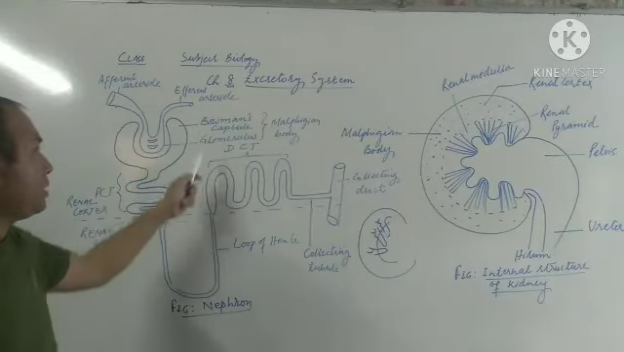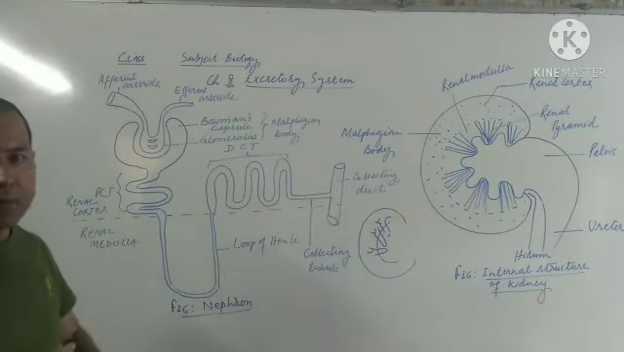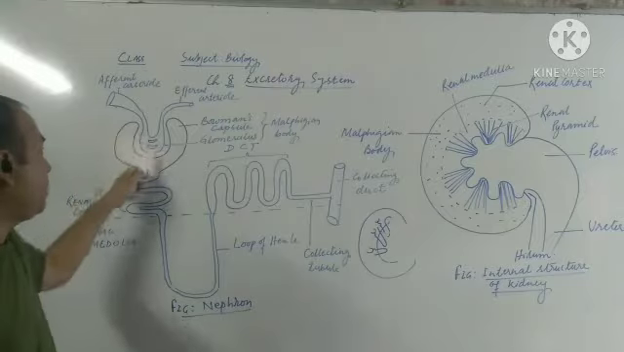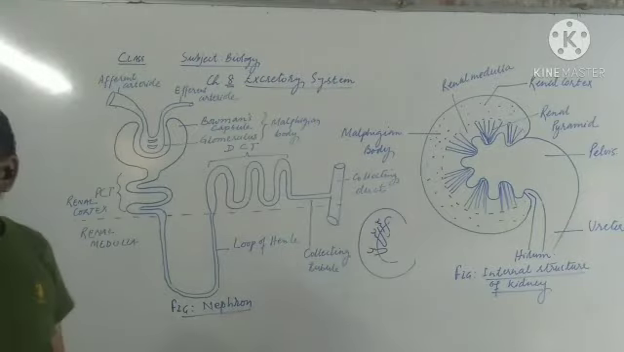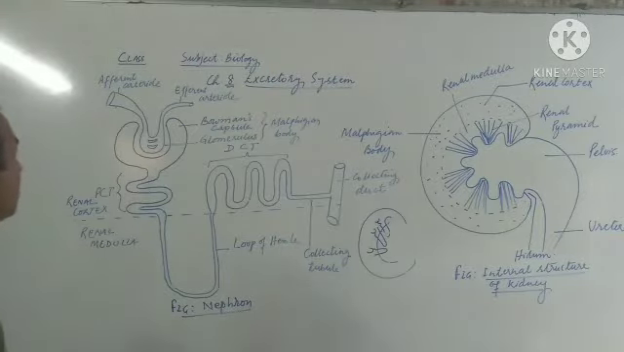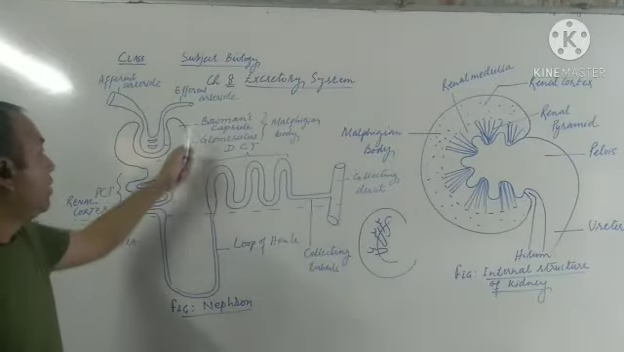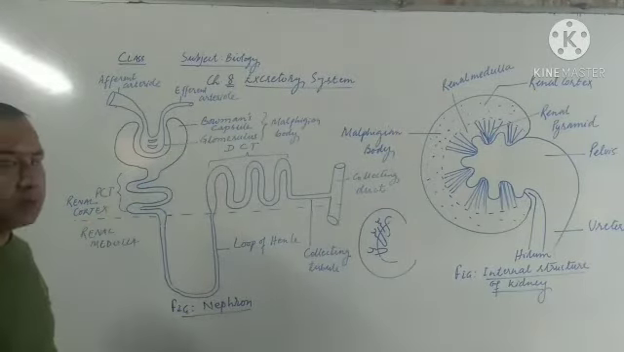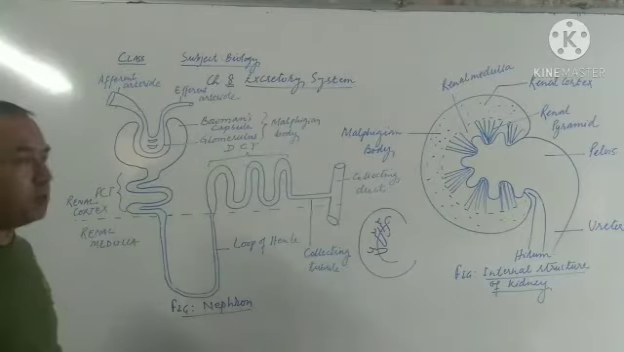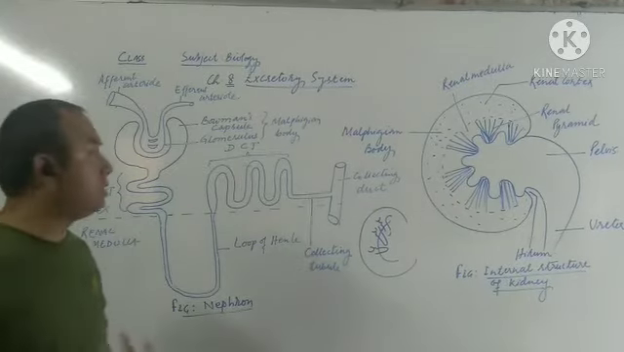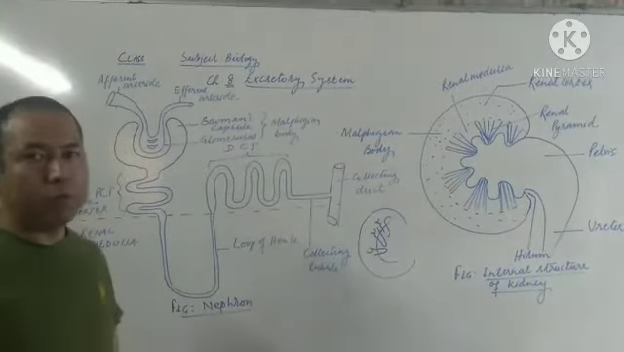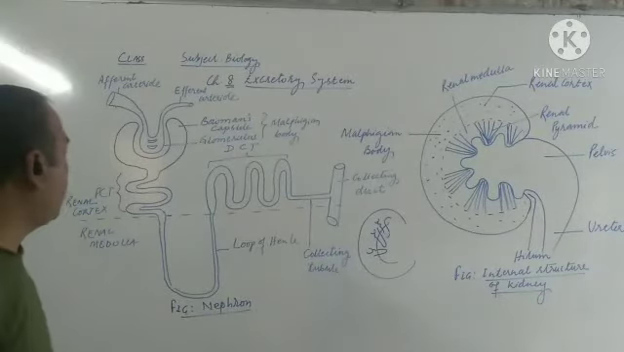So many times the definition of glomerulus has been asked. A knot-like mass of blood capillaries present in the concavity of Bowman's capsule is called glomerulus. Now you need to understand here that Bowman's capsule together with glomerulus forms Malpighian body. So if asked what is Malpighian body, you need to say that Bowman's capsule together with glomerulus is called Malpighian body.